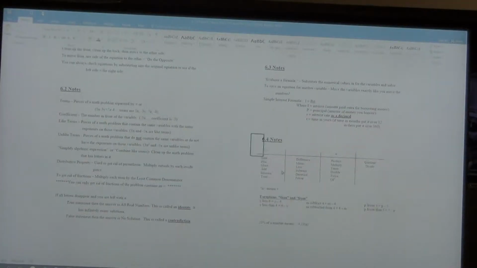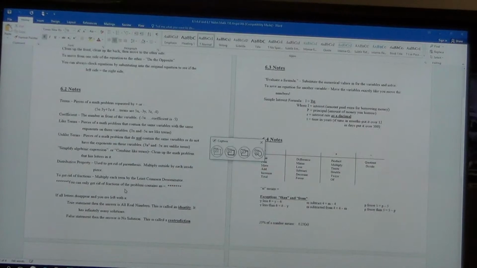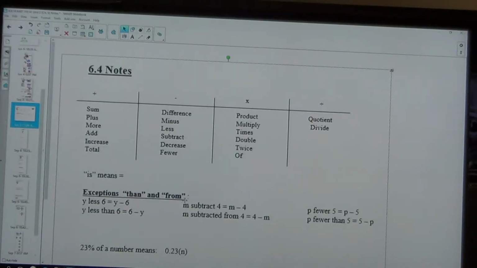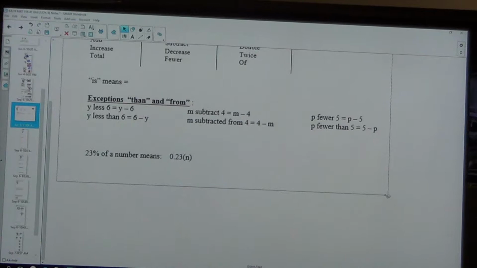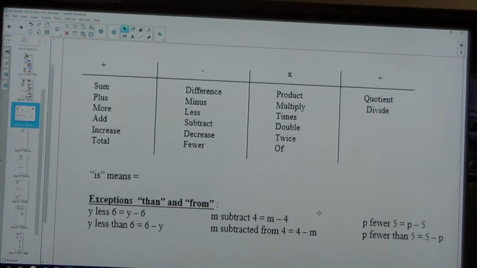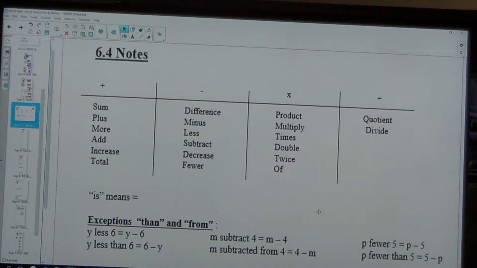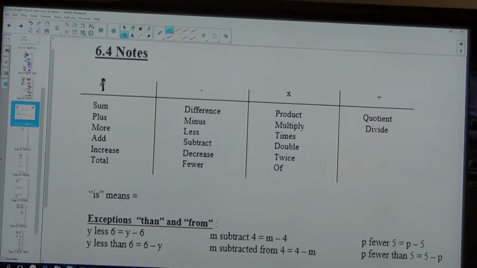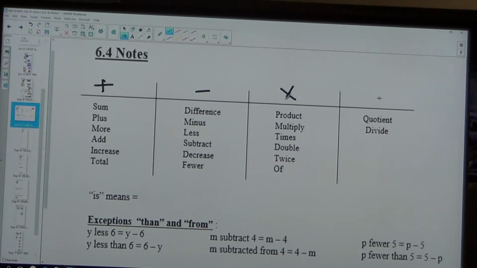All right, so let's go to 6.4 notes, and we're going to talk about this for just a second. This is not given to you on the test, but most of y'all know these are some of the English words that mean add, subtract, multiply, and divide. So the word sum is another name for add. Plus, more, add, increase, total. When they total your bill at Walmart, they're adding it. So these are just some of the words that mean add.